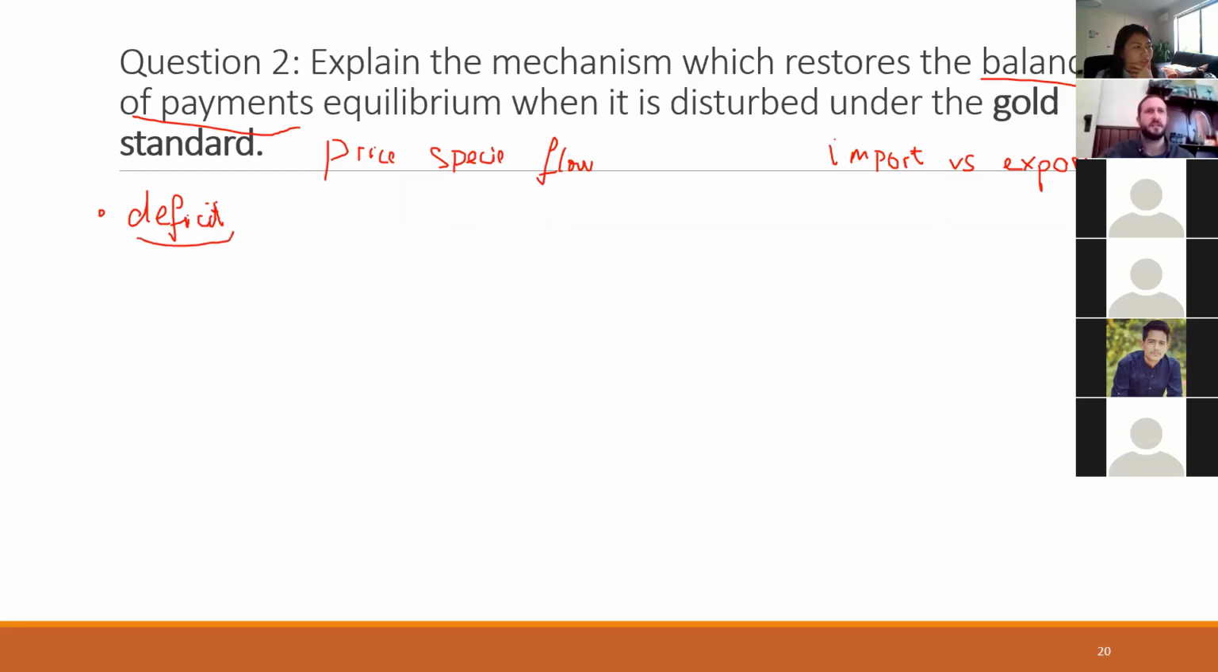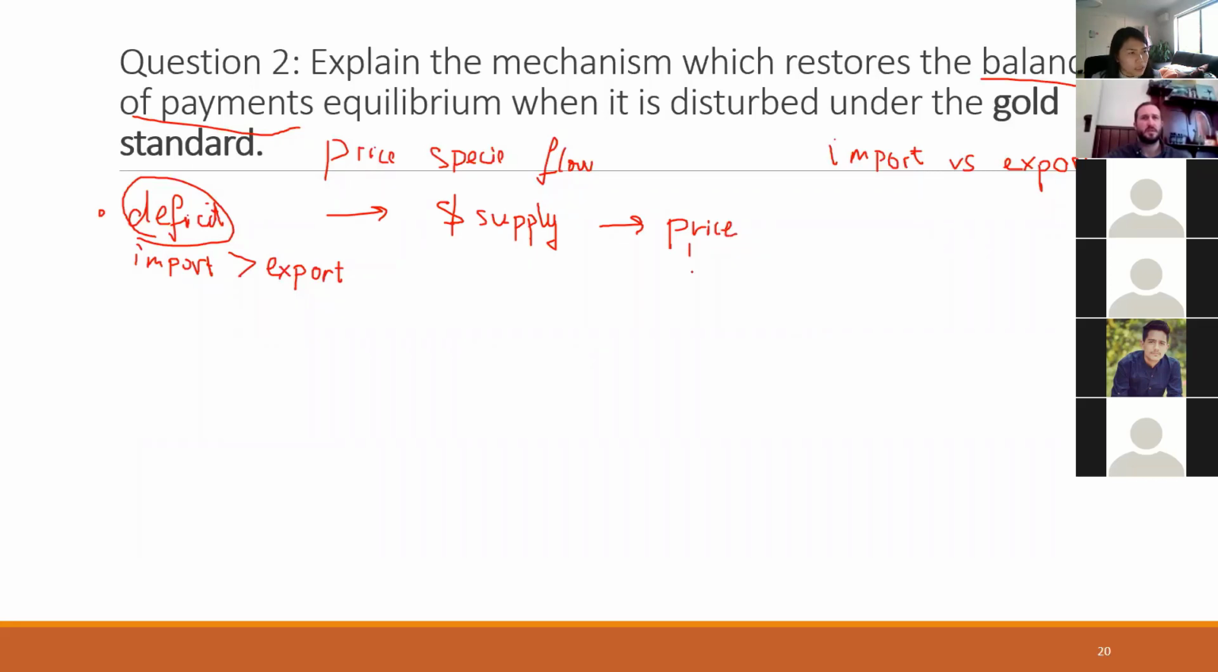So here I've got a deficit, which means I import more than I export. So I consume more than I produce, okay? So if this is the case, what would happen? I want you to think about how an imbalance in your current account can affect your money supply under the gold standard. So how are they linked? Think about how it is linked to your money supply through your gold content, and eventually how it is linked to your prices, or price level in your economy.